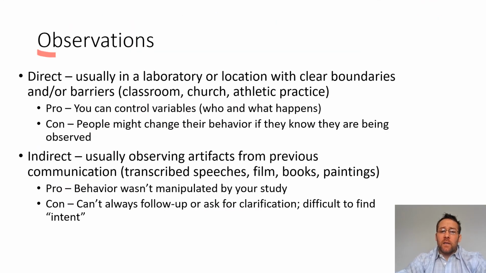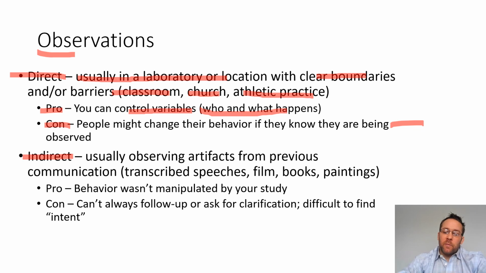And finally, when it comes to observations, you can have direct observations or indirect observations. Direct observations usually happen in a laboratory, or some sort of location with clear boundaries or barriers, like a classroom, a church, or athletic practice. It's direct, like people are there. The pro is that you can control some of the variables, so you can control what happens. The con is that people might change their behavior if they know they're being observed.